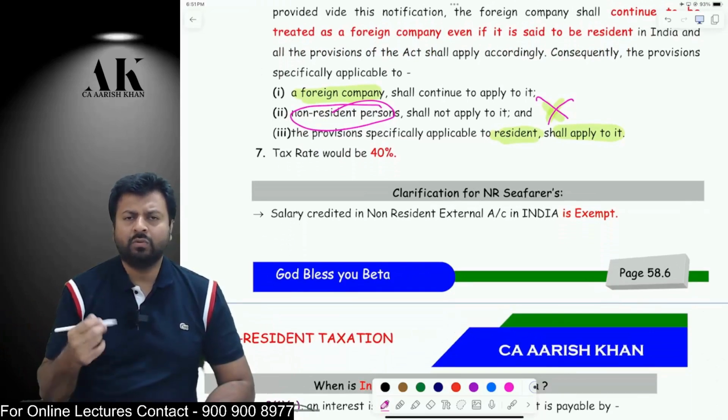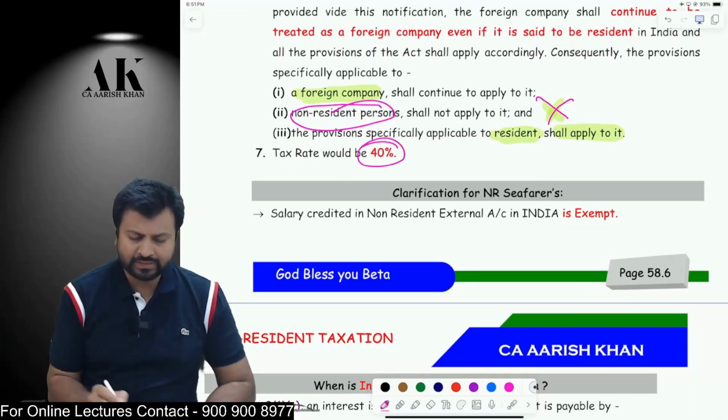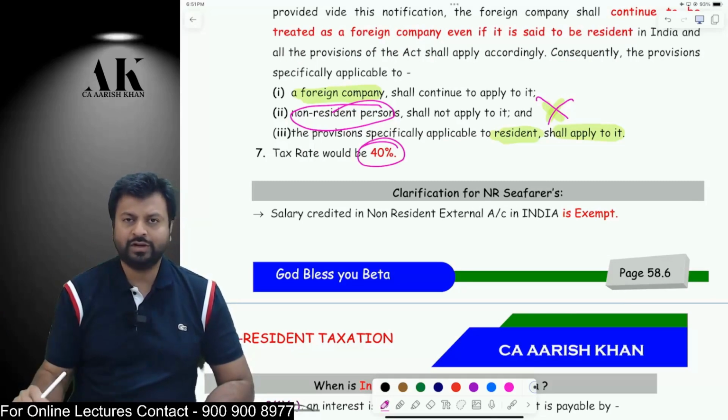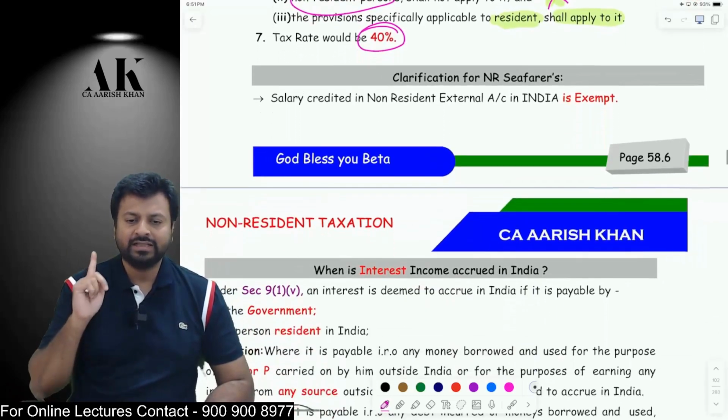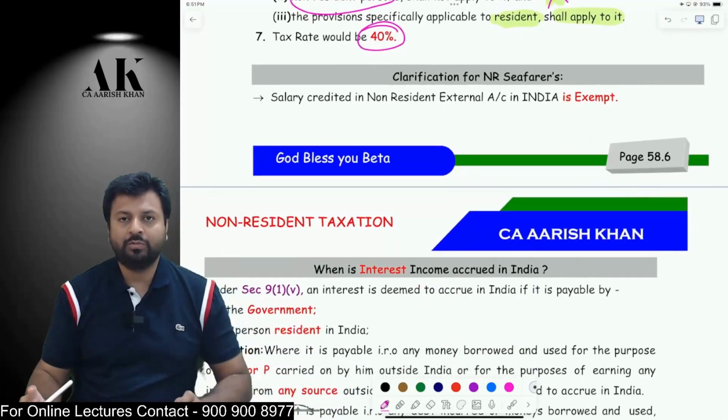Last but not least, this company has become a resident in India. Therefore, the question is, what will be the tax rate? Unfortunately, the tax rate will continue to remain at 40% only. We are not going to give them the benefits of the tax rates which are enjoyed by the domestic company. The tax rates will remain at 40%. I hope it is clear to all of you.